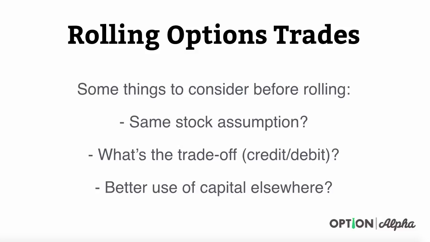We can roll for a credit, still think that we're bullish or bearish on the stock, but we need to use that capital on a better trade. There's just something that's better out there. And oftentimes I find that's actually the case: when you look through a bunch of different scenarios that are out there, sometimes there's just a better use of your capital someplace else than continuing to tie it up in this trade.